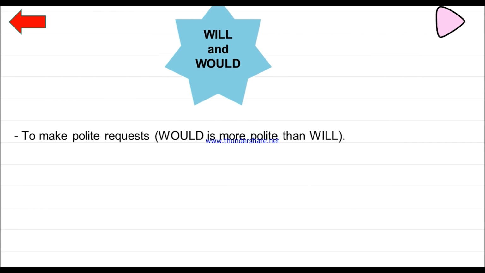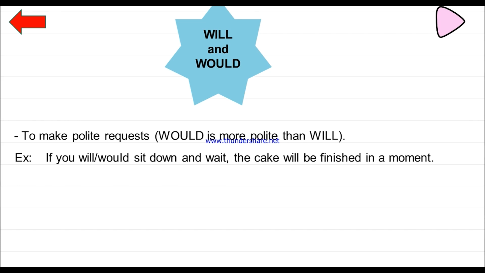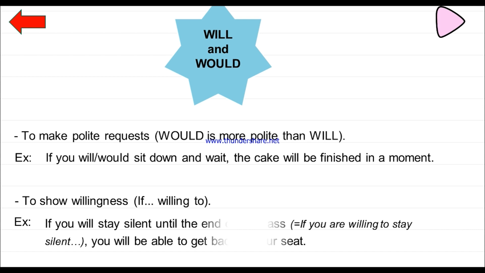And will and would can both be used in the if clause to make polite requests, and in this case, would is more polite than will. For example, if you will sit down and wait, the cake will be finished in a moment. And to show willingness, if somebody or something is willing to, for example, if you will stay silent until the end of the class, or if you are willing to stay silent until the end of the class, you will be able to get back to your seat.